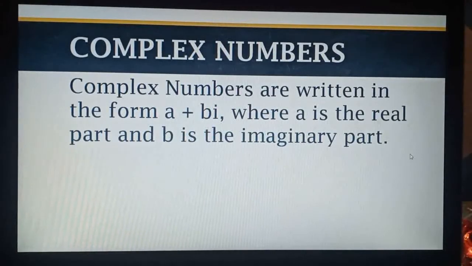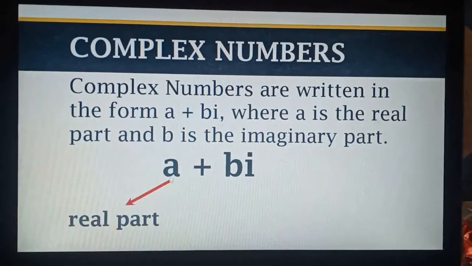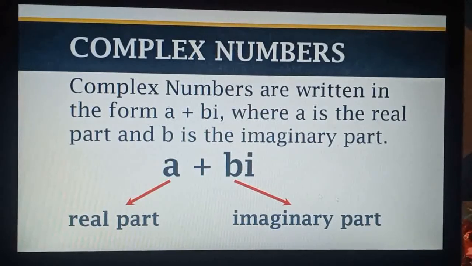When we say complex numbers, it is defined as numbers written in the form of a plus bi, where a is the real part and b is the imaginary part. So let's say you have the complex number a plus bi. A is what we call the real part of the complex number, and b is what we call the imaginary part of the complex number.